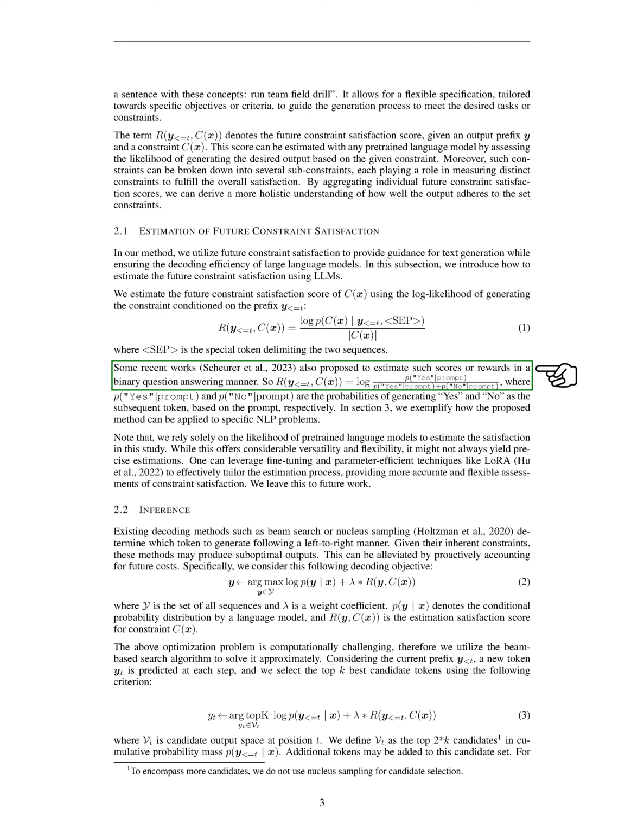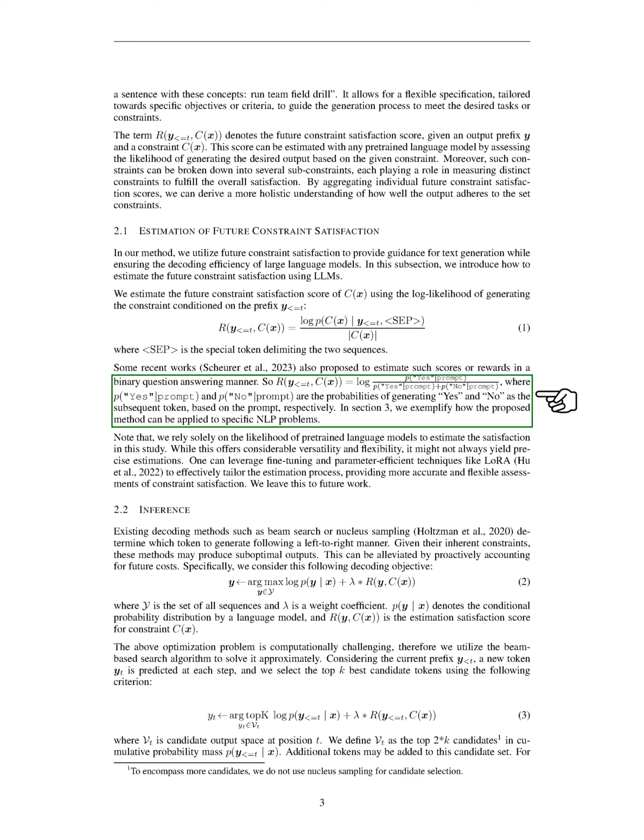Some recent studies have also suggested estimating such scores or rewards in a binary question answering format. So, r(y_t, c, x) equals log of p(yes | prompt) over p(yes | prompt) plus p(no | prompt), where p(yes | prompt) and p(no | prompt) are the probabilities of generating yes and no as the next token, based on the prompt, respectively. In this section, we demonstrate how our proposed method can be applied to specific natural language processing problems.